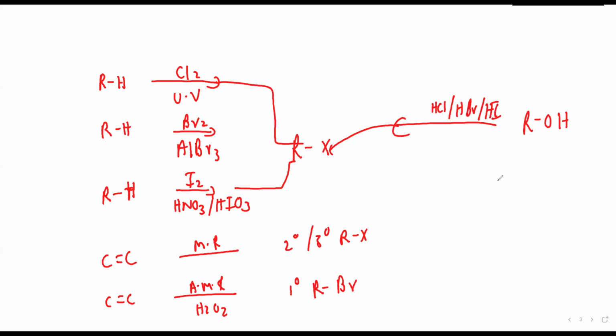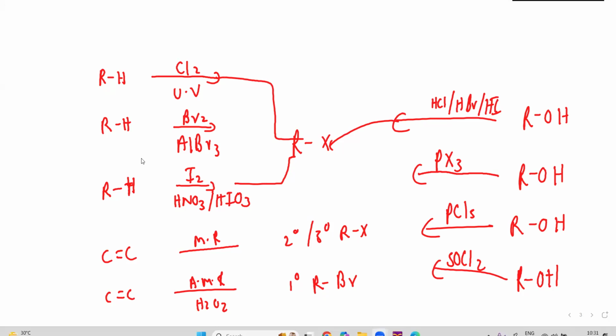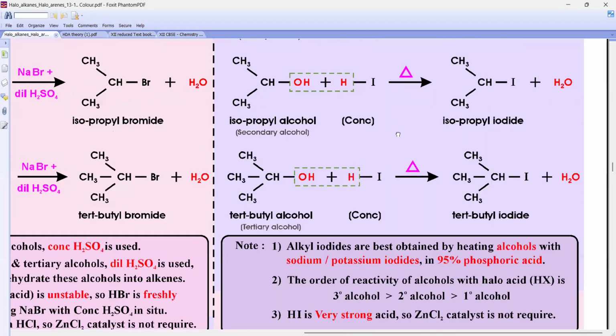Clear? There are other ways also of preparing from alcohol. I will use phosphorus trihalide. There is another way also of preparing from alcohol by using phosphorus pentachloride. And this is the best method which we are going to use now: thionyl chloride. Thionyl chloride is the best method. So I'll teach you, one by one. Don't worry. I have given everything in split form, so you'll understand better.